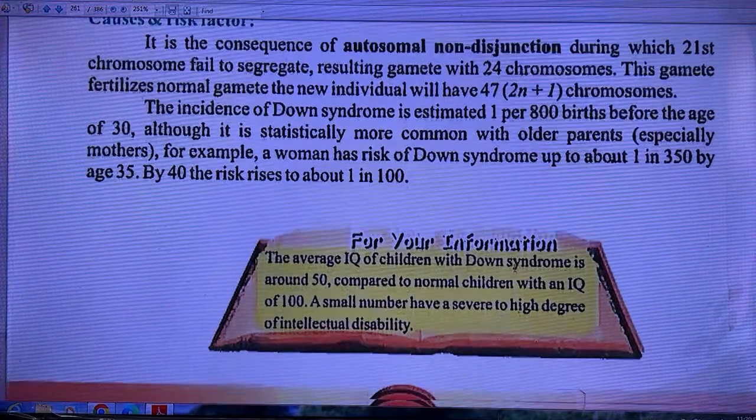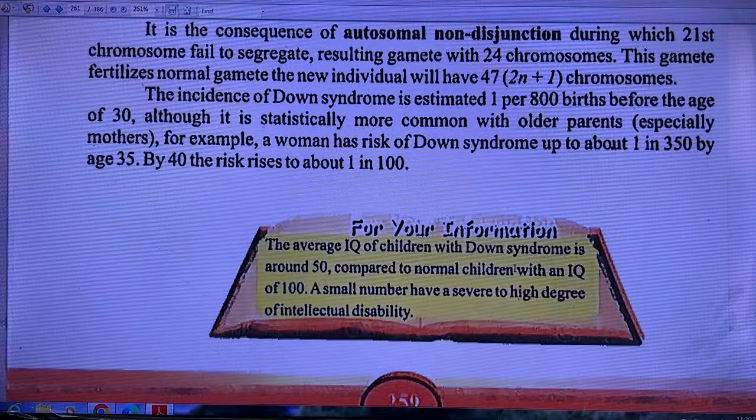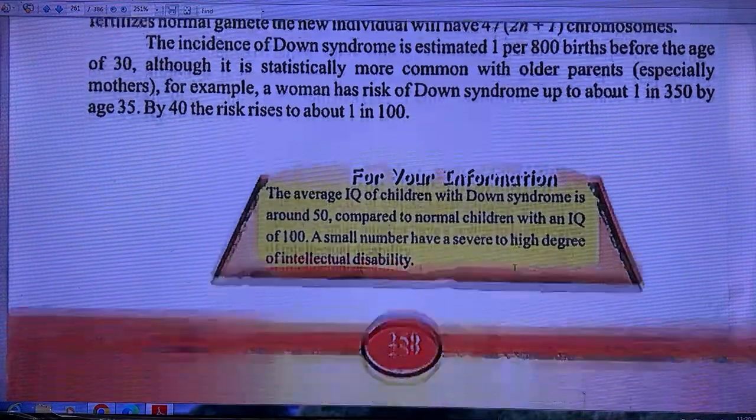The average IQ of children with Down syndrome is around 50, compared to normal children with an IQ of 100. A small number have a severe to high degree of intellectual disability.